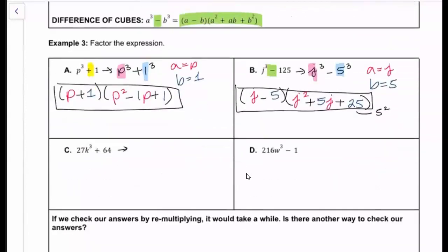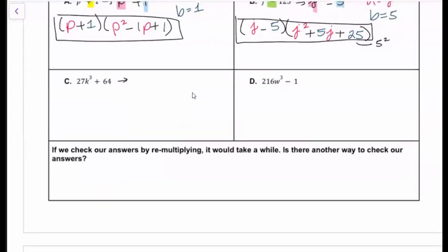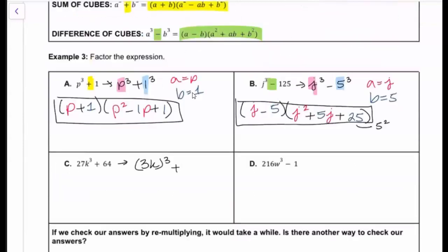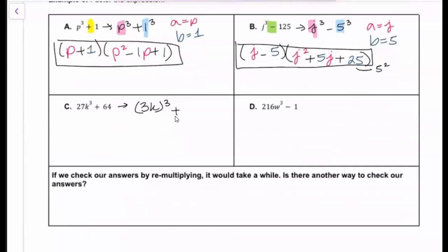So 27 is a perfect cube, it is 3 times 3 times 3. So this is 3k cubed plus 64. Be careful, it's not 8. 64 is a perfect square because it's 8 times 8, but we're talking about cubes. So when we're talking about cubes, we're going to reduce it to the 4 because it's 4 times 4 times 4. So it's 4 cubed. And I can identify my B value. So my B value is 4, and my A value, which is 3k.